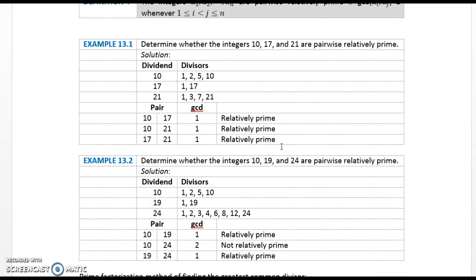Example 13.1. Determine whether the integers 10, 17, and 21 are pairwise relatively prime. Well, the divisors of 10 are 1, 2, 5, and 10. The divisors of 17 are 1 and 17. The divisors of 21 are 1, 3, 7, and 21. So trying the first pair, 10 and 17, yes, they are relatively prime. Trying the next pair, 10 and 21, yes, they are relatively prime. And trying the final pair, 17 and 21, yes, they are relatively prime.